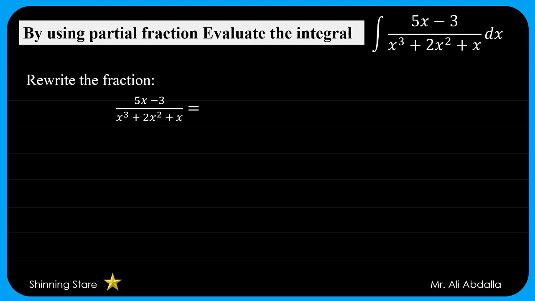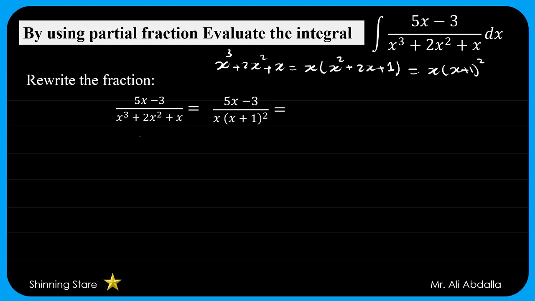If we factor the denominator, we get x to power 3 plus 2x to power 2 plus x equal. We can take x as a common factor. Then we get x times (x to power 2 plus 2x plus 1). Then we can factorize this expression again. We get x times (x plus 1) to power 2. Then we can rewrite the fraction in this form: (5x minus 3) over x times (x plus 1) to power 2.